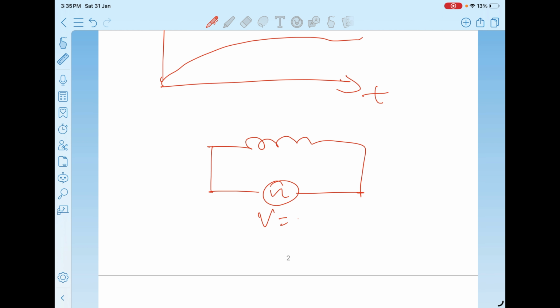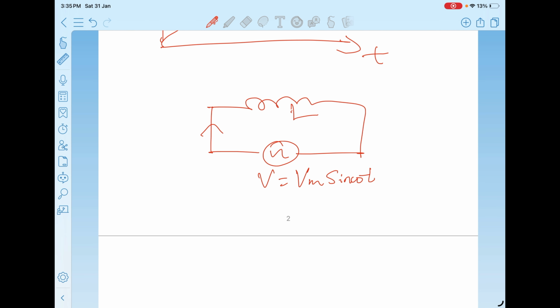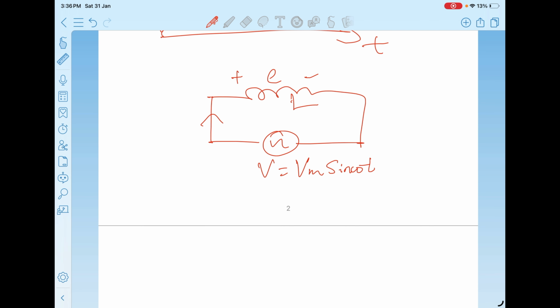For example, the AC alternating voltage is V = Vm sin ωt, and the inductor has an inductance of L. So what will happen? It's a pure inductor. If this kind of AC voltage is applied to the inductor, the inductor has a basic property that it will try to oppose the cause of the induced EMF. For example, if the induced EMF is in this direction, and the cause is the current, it will try to oppose this cause.